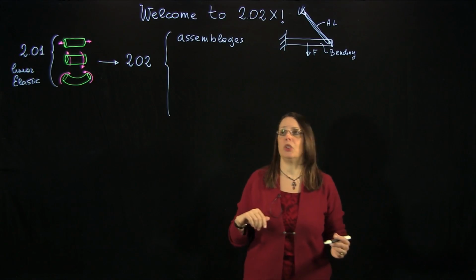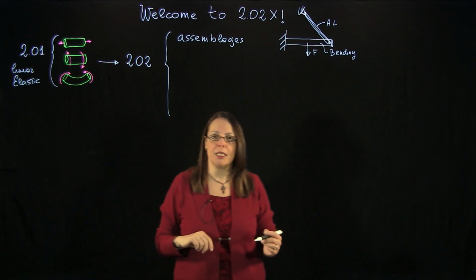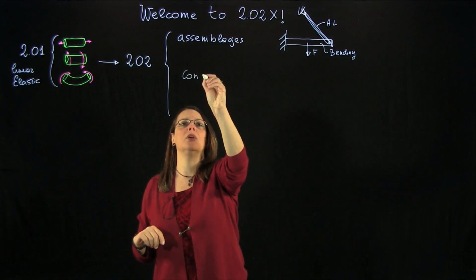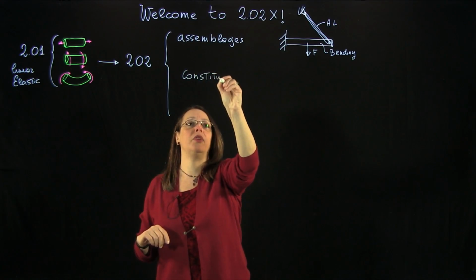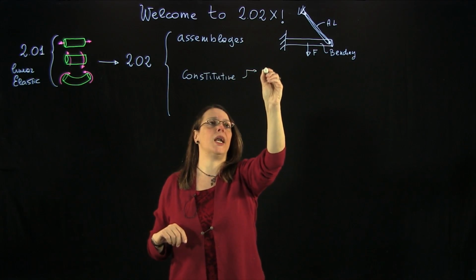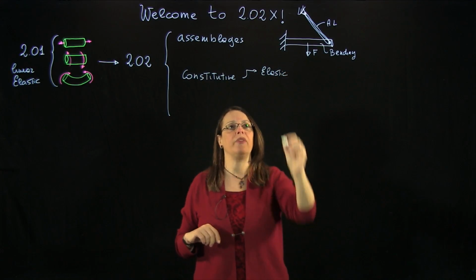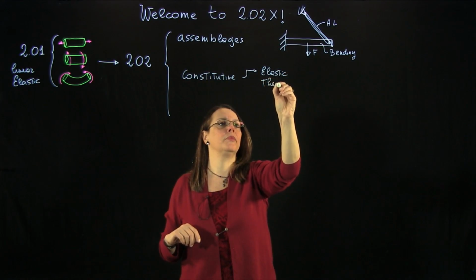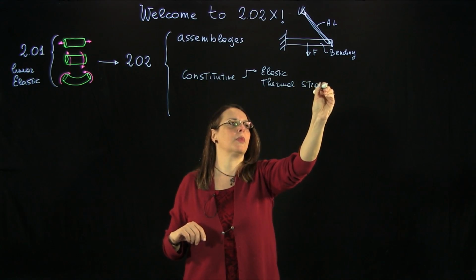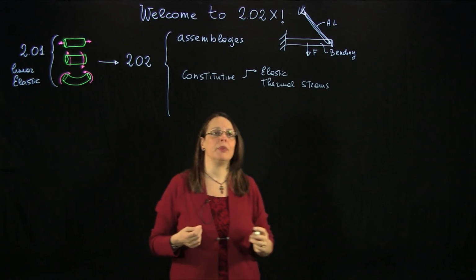The other big thing that we're going to change from 201 is that while in 201 we were only looking at linear elastic constitutive response of the material, again, we're going to look at structures which are elastic, but we're also going to look at effects of thermal strains. So this is the effect of thermal expansion, what happens if you heat up the material.